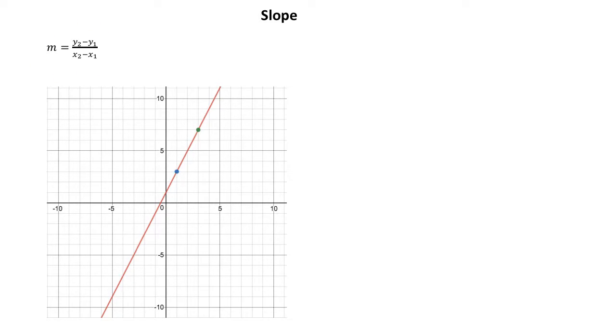I'd like to use this equation to determine the slope of this line and then talk about what that means on the actual graph itself. So here we have 2 points. I'm going to write those off to the side. The point that is in blue is (1, 3), so I'll write that down. And the point here that is in green is (3, 7), so I'll write that down as well.